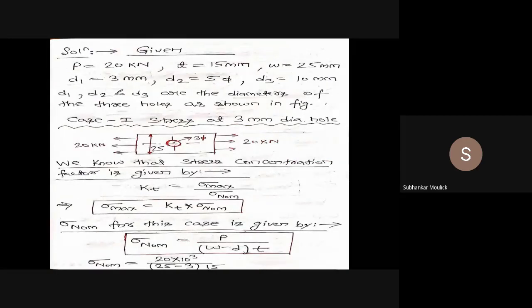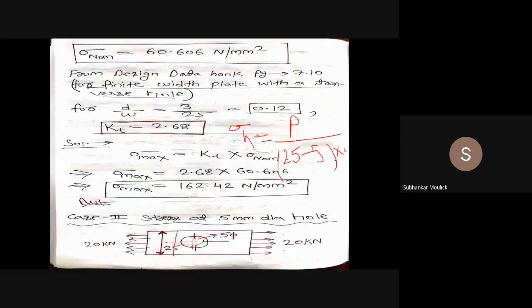In this case, again, what will the nominal stress be? Sigma nominal is equal to load P upon resisting cross-sectional area. Resisting cross-sectional area will be width into thickness. Width will be 25 minus 5, into thickness, and the thickness given in the problem is 15 mm.